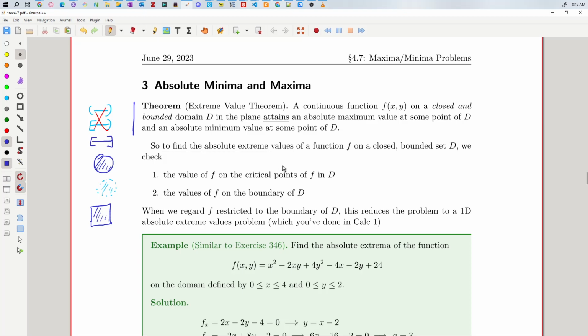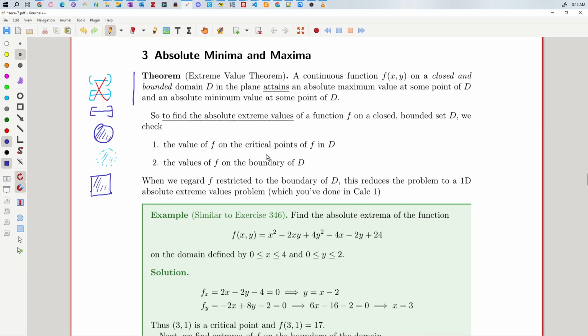But there's more than that. Remember in Calc 1, you didn't just have to test the critical points. You also had to test the endpoints. And the analogous version of that is you have to test the boundary points of your domain in Calc 3. So the boundary points of a disk would be the circle that bounds the disk. And for a rectangle, it would be the four sides, which shows up in one of your problems, and it shows up in one of the examples that I'm doing. So we have to find critical points using the gradient, and we have to also test on the boundary.